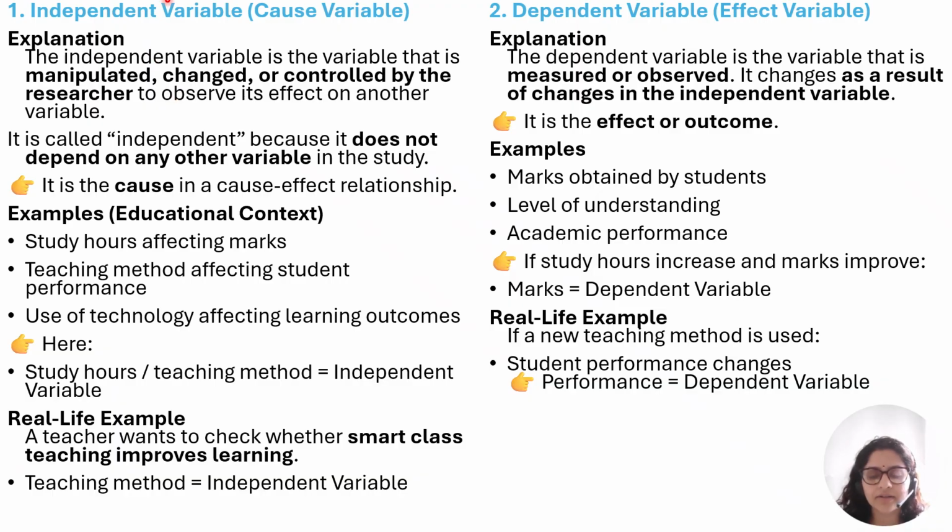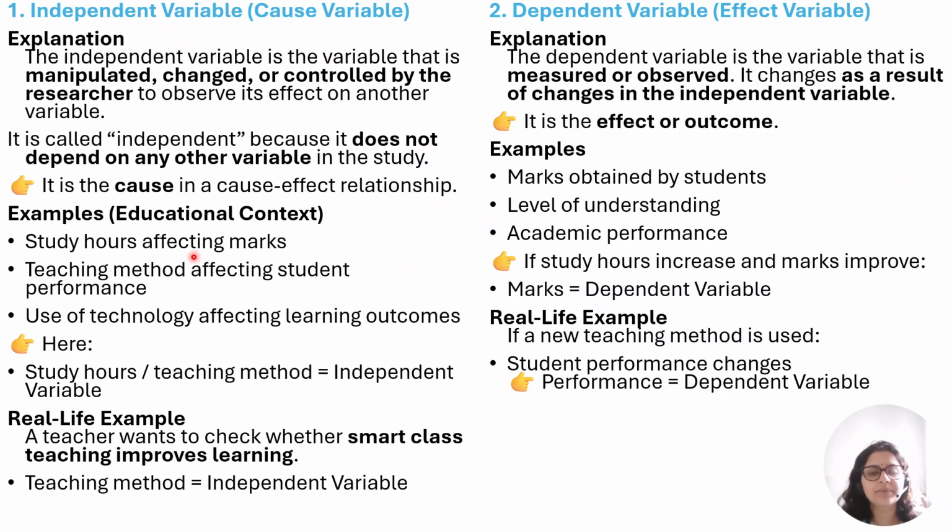So we have seen the two types of variables are independent variable and the dependent variable. Independent variable is the cause variable, dependent variable is the effect variable. So what is independent variable? It is that which can be manipulated or changed or controlled by the researcher. That means independent variable is totally in the hands of the researcher to observe its effect on another variable. It is called independent variable because it does not depend upon any other variable, as the name itself suggests. It is a cause in the cause effect relationship.